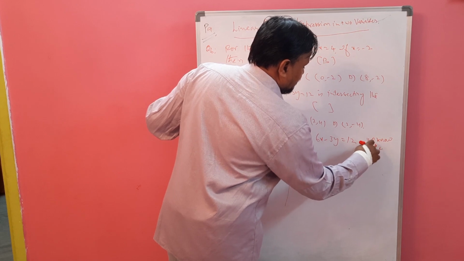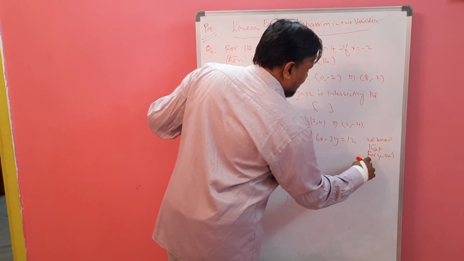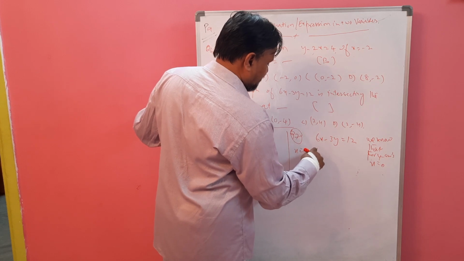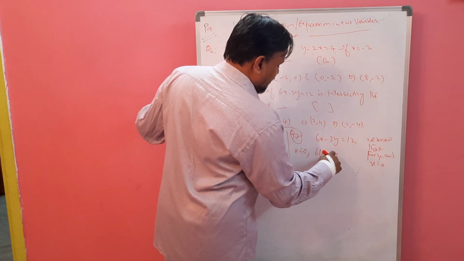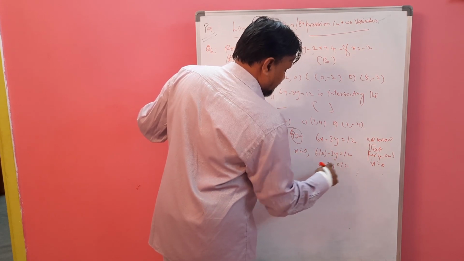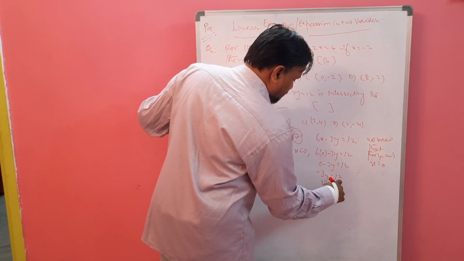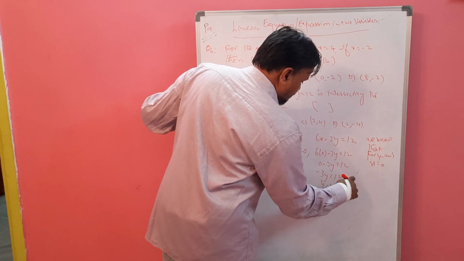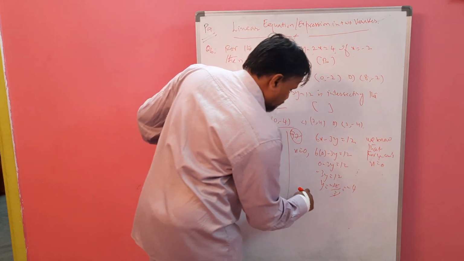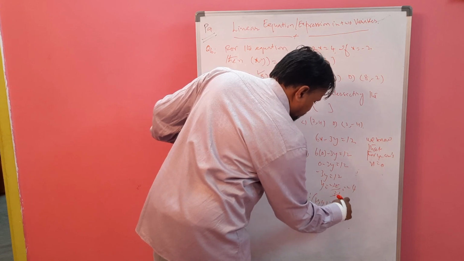For the y-axis, x should be 0. So we have to substitute x equal to 0. So 6 times 0 minus 3y equal to 12. So 0 minus 3y equal to 12, minus 3y equal to 12, y equal to minus 12 by 3. This is gone, so it's minus 4. The point form is (x, y) that we have to write, that is (0, minus 4).